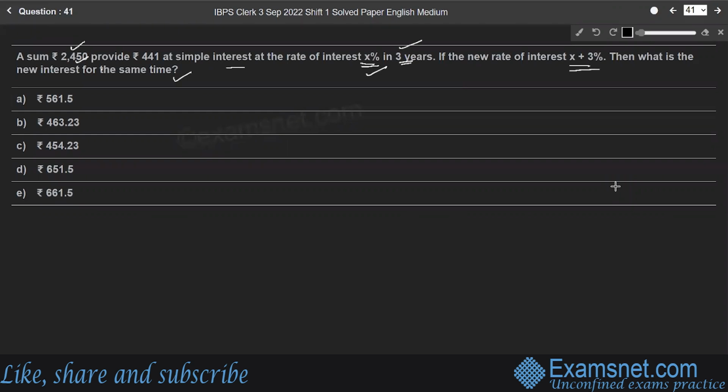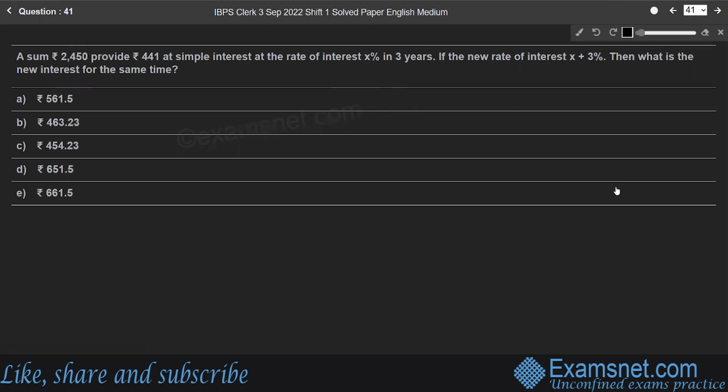So in first case, we have to find rate of interest, right? So in the second case, if the rate of interest is X plus 3, that means 3% more, right? So X plus 3%, then what is the new interest? In the second case, we have to find simple interest, new simple interest, right?